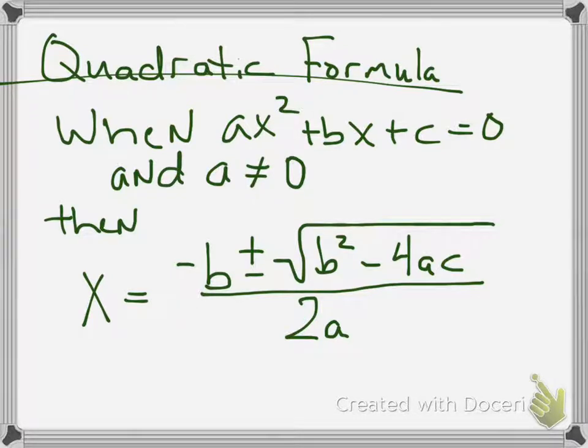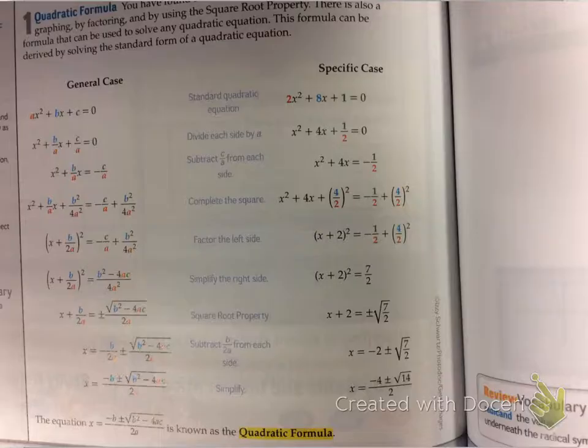The first few examples are going to be when a is equal to 1, but you're going to see how completing the square has its moments when it's easier, and then this has its moments when it's easier. So let's look at an example.